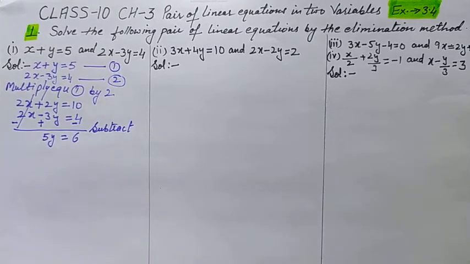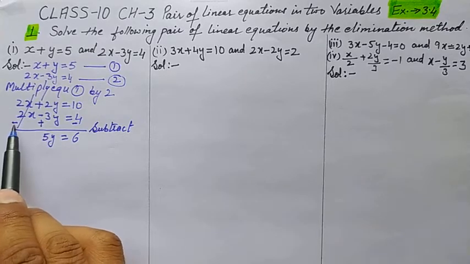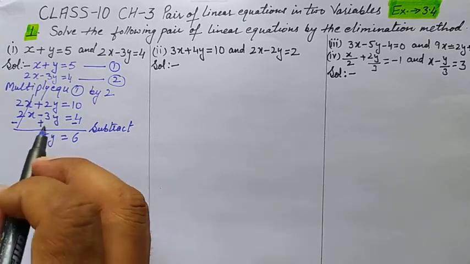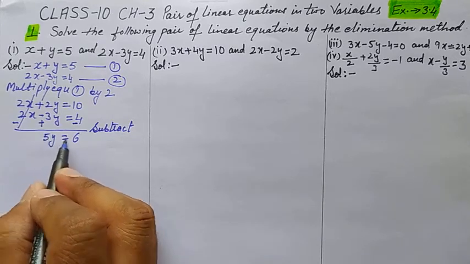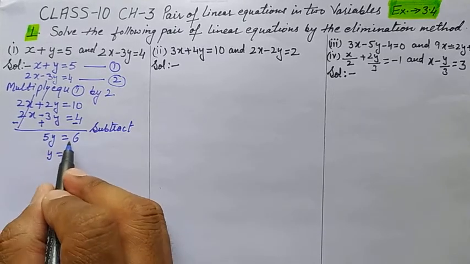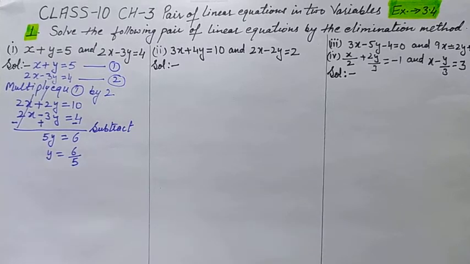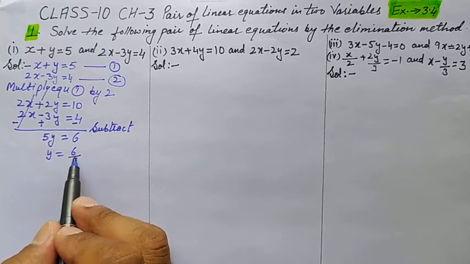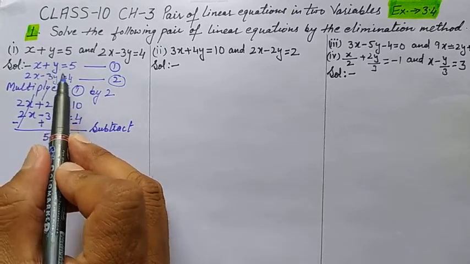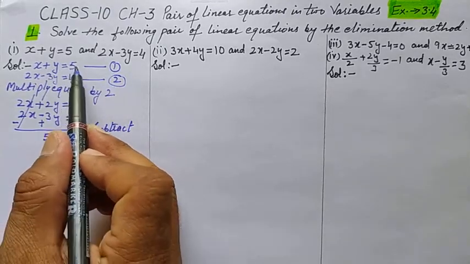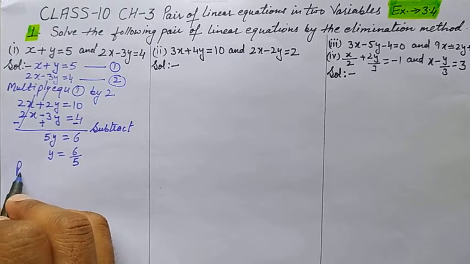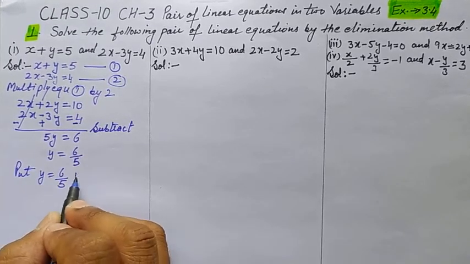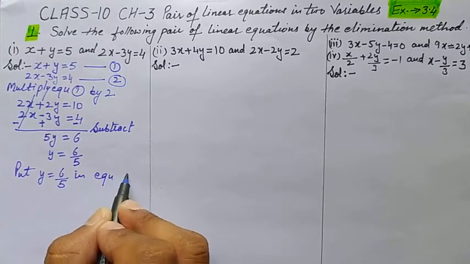Remember that the signs which we have changed are the ones we consider now. The previous signs will be ignored. So from here, 5y is equal to 6, so y is equal to 6 over 5. Now we have the value of y. We'll put the value of y, 6 over 5, in any one of the equations. So we'll use equation number 1. We'll write: put y is equal to 6 over 5 in equation 1.